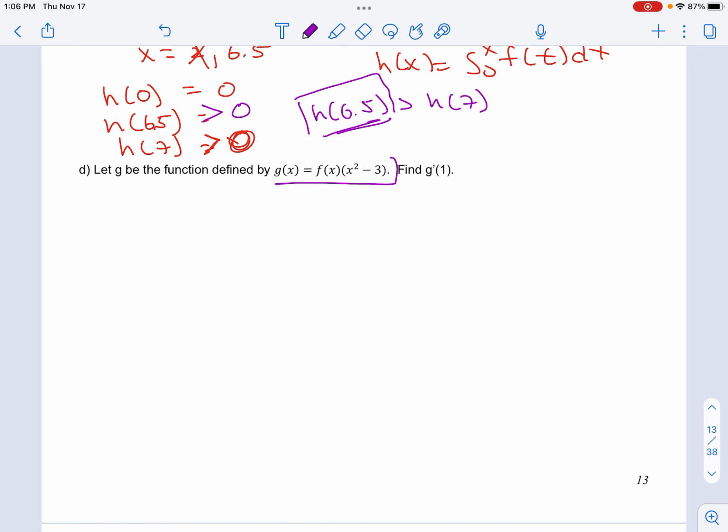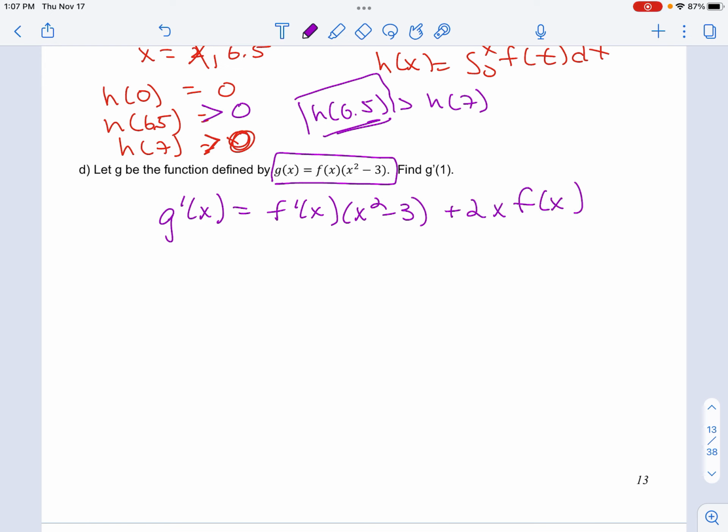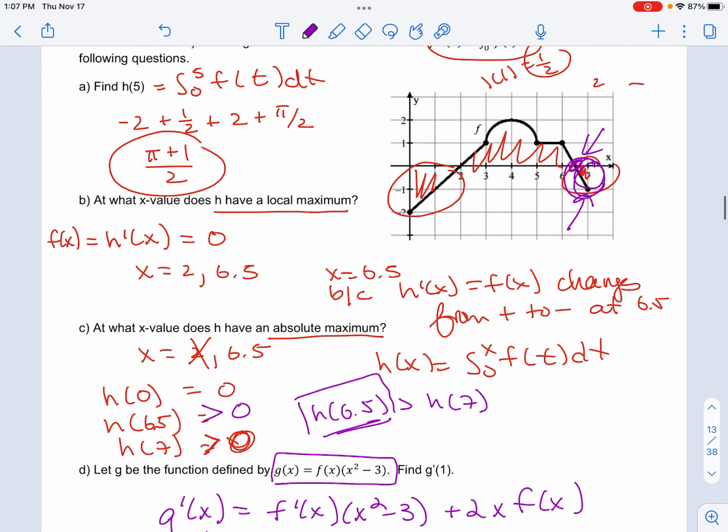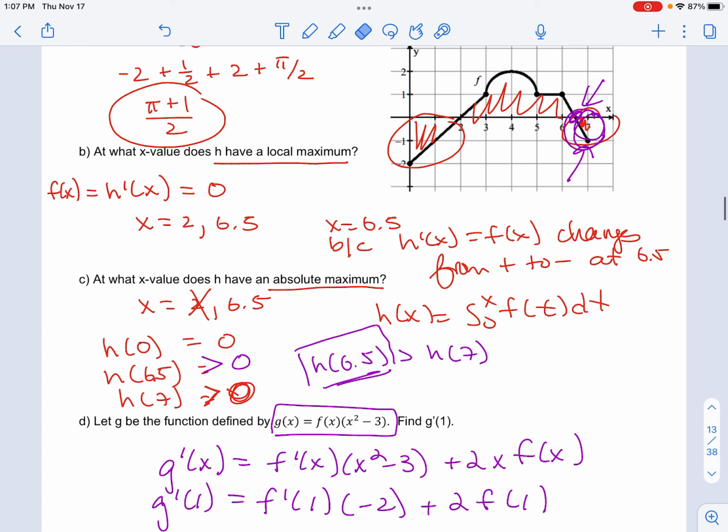Okay. I've got another function g, which is f of x times x squared minus 3. They want me to find g prime of 1, so I have to use the product rule here. Derivative of the first times the second plus derivative of the second times the first. Let's plug in 1 for x, f prime of 1. This is going to give me -2 plus 2 times f of 1. f prime of 1 is the slope of this graph at 1.